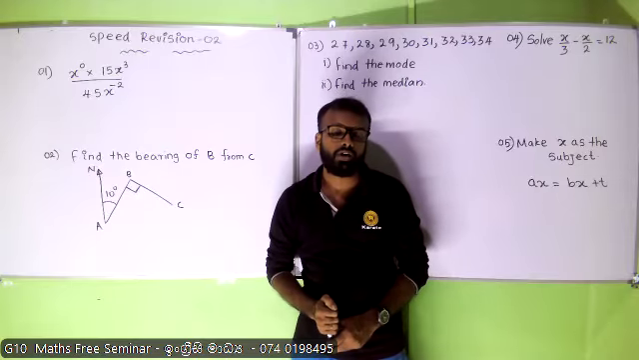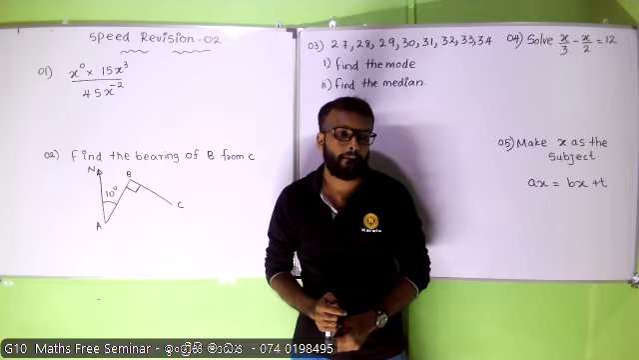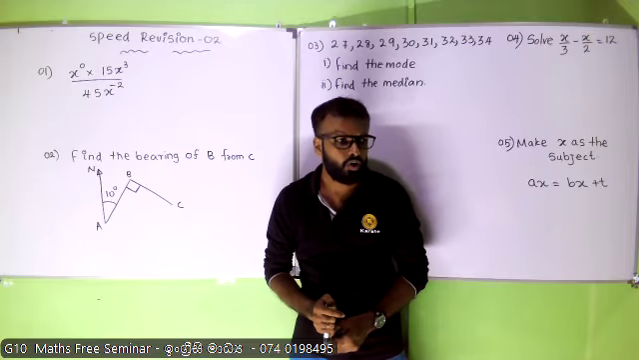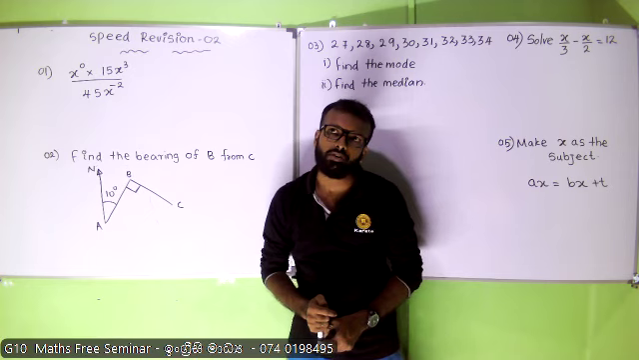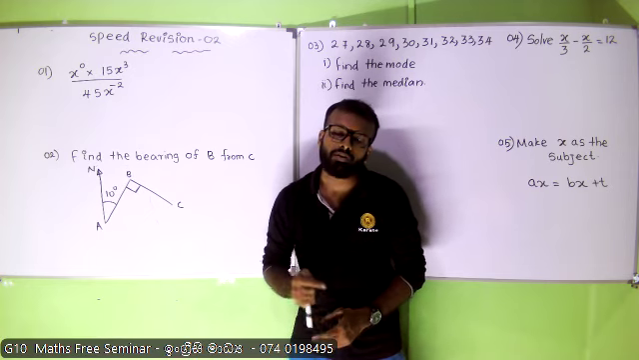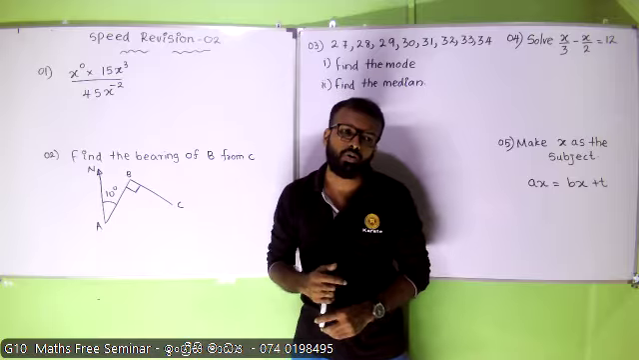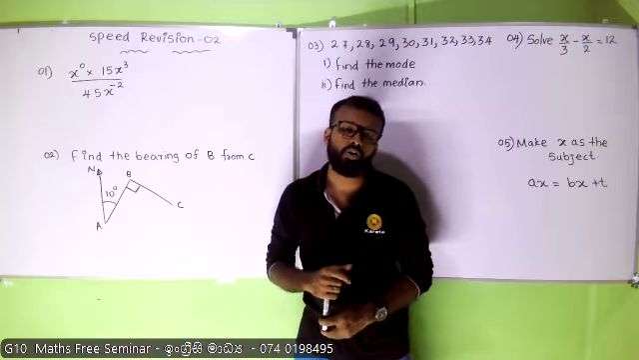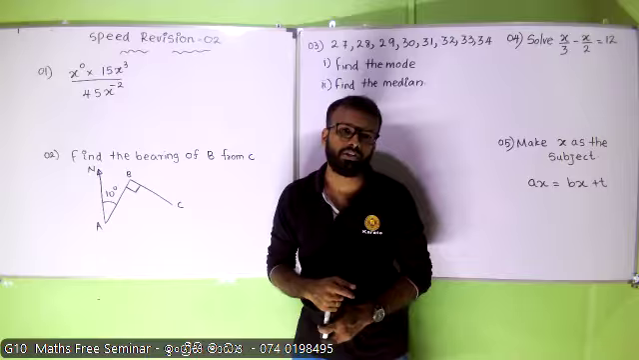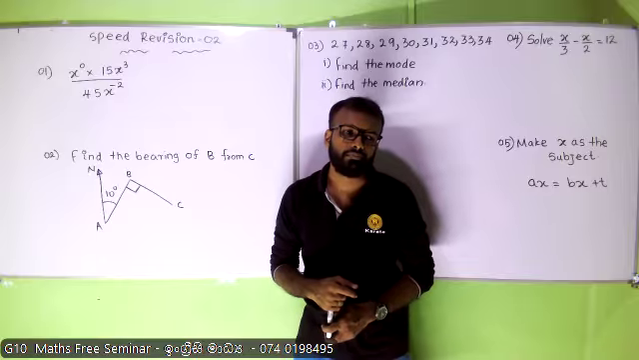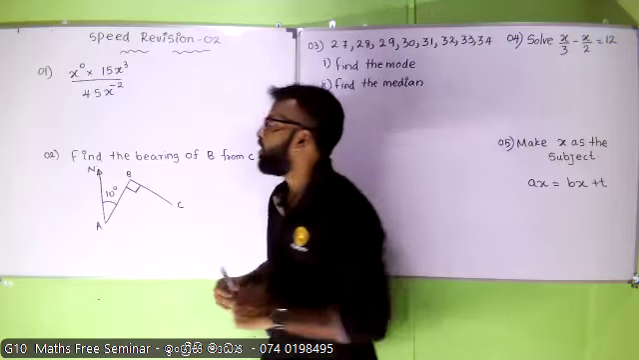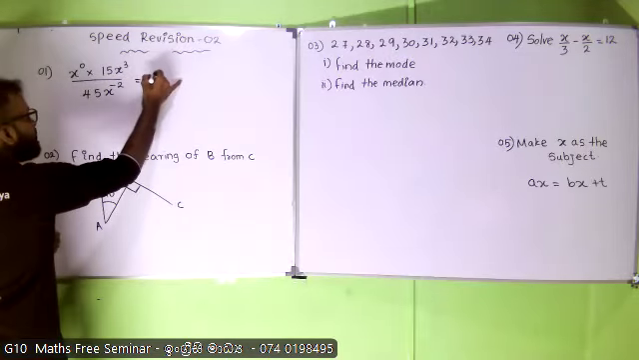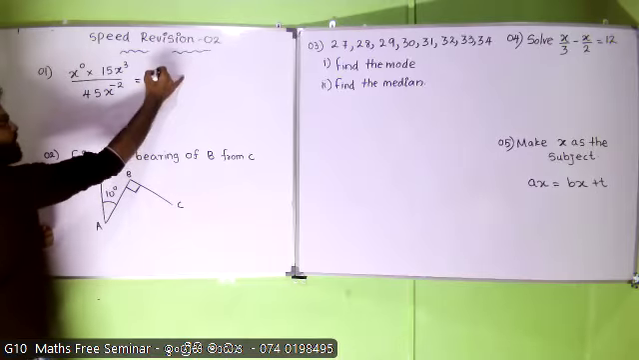x to the power 0, a to the power 0, 1 to the power 0, b to the power 0, 10 to the power 0. What would be the value? Anything to the power 0. Can anyone tell me? 1. Super. Excellent. So x to the power 0 means 1.